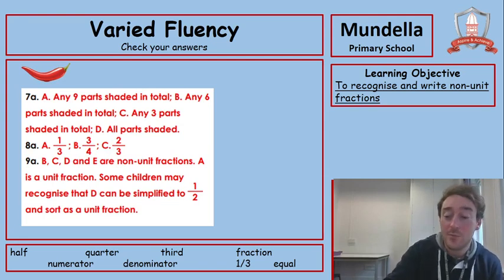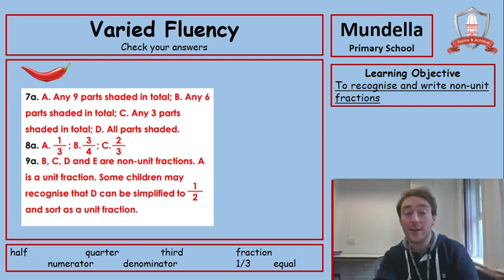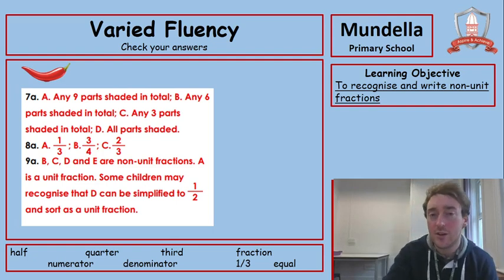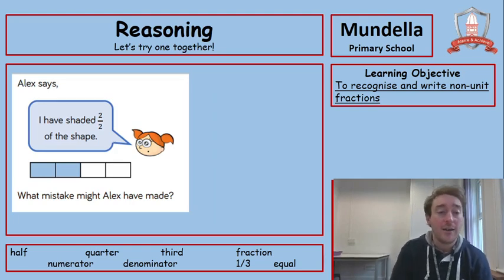Right, well done everybody. Obviously go back if you need to check anything or change anything, see where you went wrong, that's fine. We're going to move on to some reasoning though, and I'll do the first one with you. Alex says, I have shaded 2 over 2 or 2 halves of this shape.